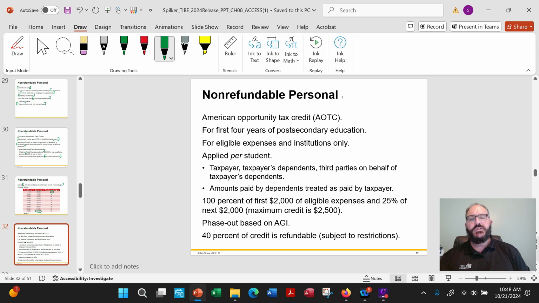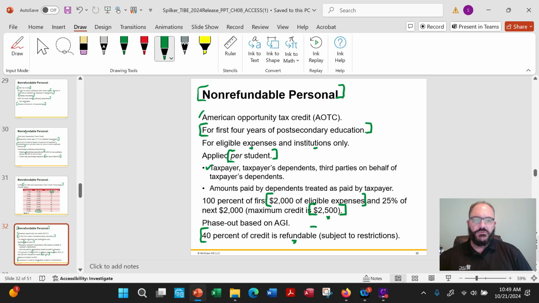All right. American Opportunity Tax Credit, more non-refundable personal. Okay. These are for higher education, first 4 years of post-secondary education, for eligible expenses and institutions only. So it's applied per student, okay, and it can be the taxpayer's dependents, third parties. So 100% of the first $2,000 of eligible expenses and 25% of the next $2,000 for a maximum credit of $2,500. $2,500 maximum credit. And again, phased out on AGI, and 40% is refundable.